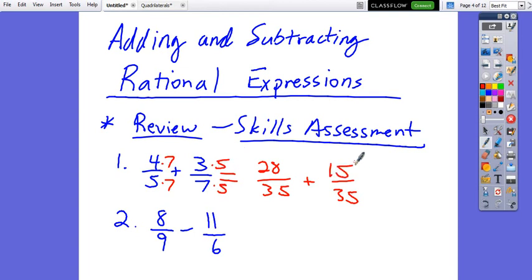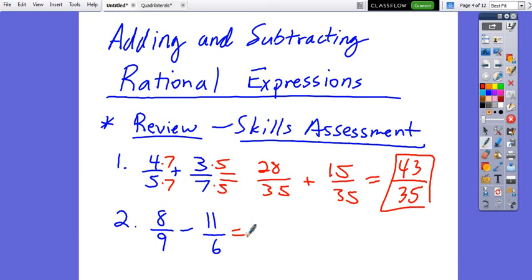Now that I have equivalent fractions, fractions that look different but are actually the same, I can add my numerators and get 43, and keep the denominator the same, 35. Okay? So it ends up being an improper fraction, exactly right in this case. Now, same thing on the next problem.